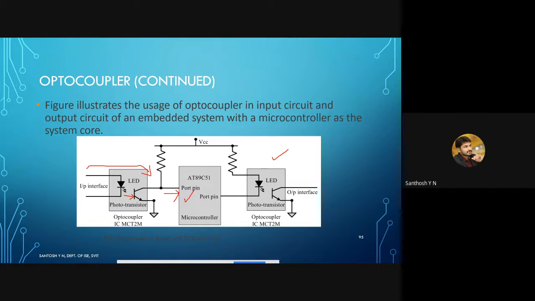If you want to transmit any information from the microcontroller to this particular circuitry, then you can give the information in the form of light to this circuitry, and that light will be captured by this phototransistor and therefore it will work accordingly, right? So this diagram illustrates that optocouplers can be used both at the input and output circuit.